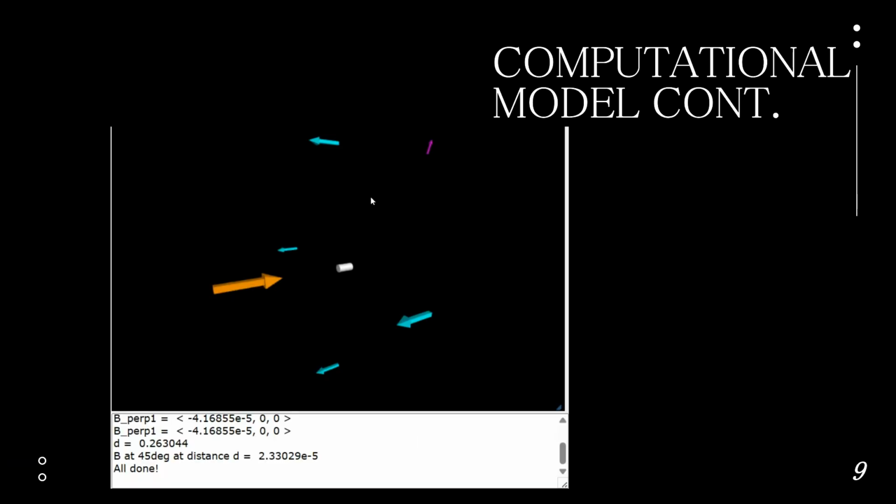And then these are the results. This purple one here denotes the 45-degree off-axis arrow, or off-axis field. And then these blue are also off-axis as well. And the orange arrow represents the on-axis magnetic field, with this white image or object representing the bar magnet.